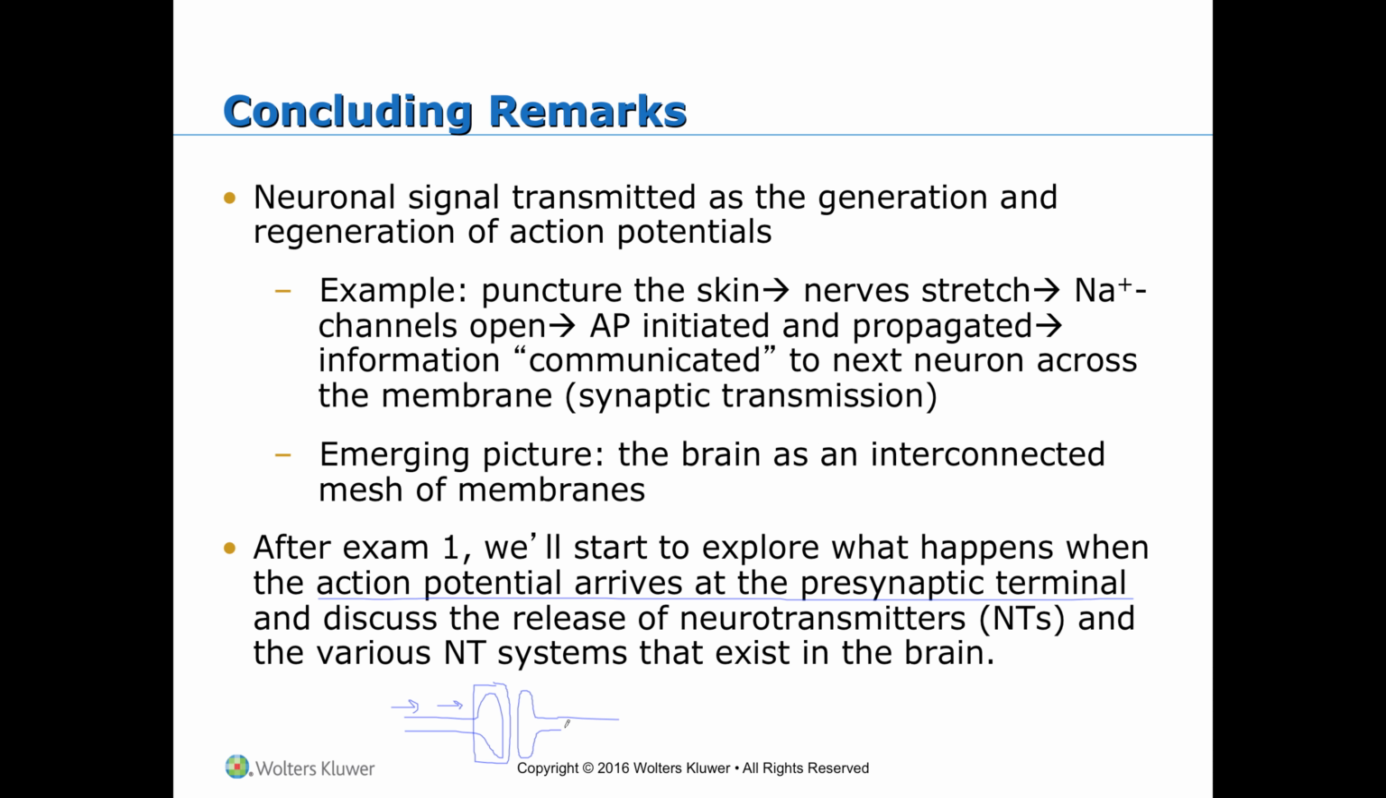So here's a dendrite of another cell. Here is the cell body right here with other dendrites going to other areas. And then this postsynaptic cell has an axon of its own and will go and make connections to other cells. So what happens when the action potential arrives at this end? Well, in chapters 5 and 6, we're going to discuss the release of neurotransmitters. There are a lot of neurotransmitters and various systems that exist within the brain.